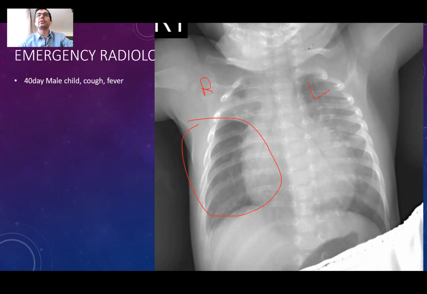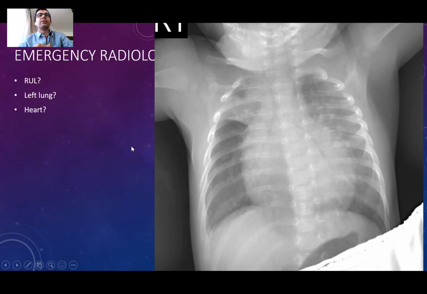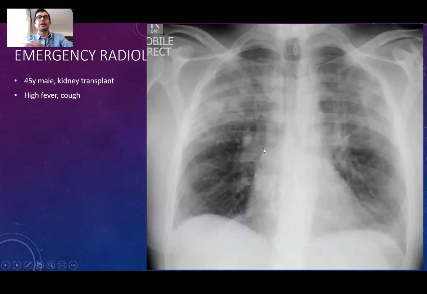So both are possible. When you're seeing an asymmetry, the problem can be there, or it can be on the other side as well. Okay, I think that's pretty much it. So we are seeing something on the right upper part. Also, the left lung is hyperinflated. Heart is normal, as we have said.